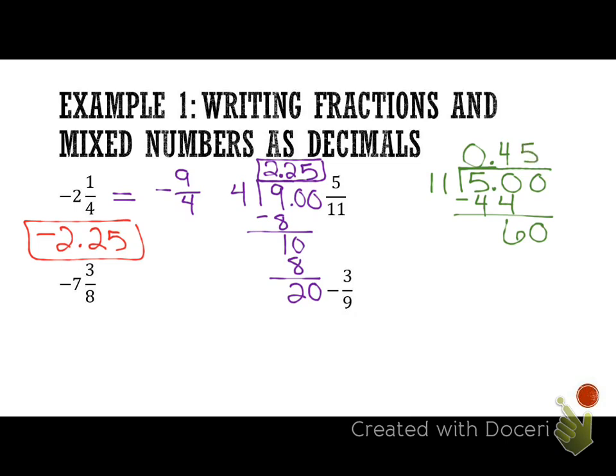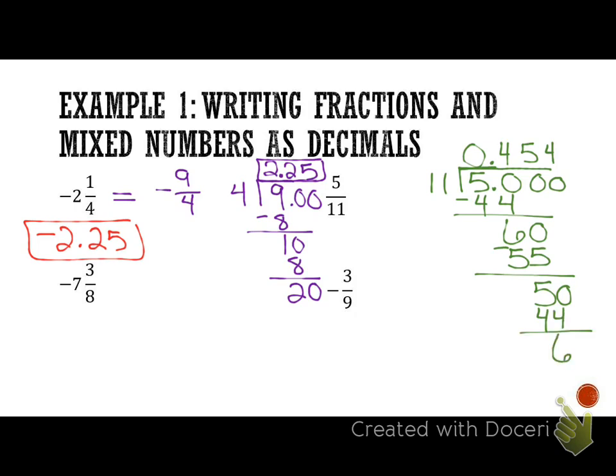5 times. All right, I want you to continue the multiplication. Continue working through this. So I bring down another 0. 11 goes into 54 four times. That's going to be 44.